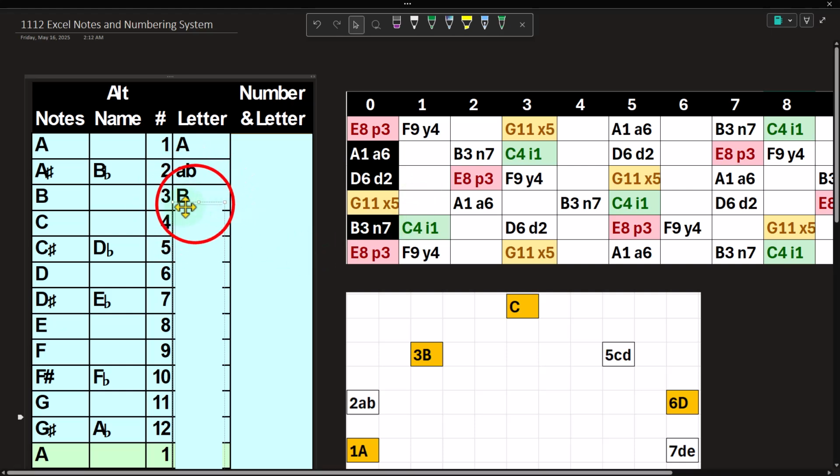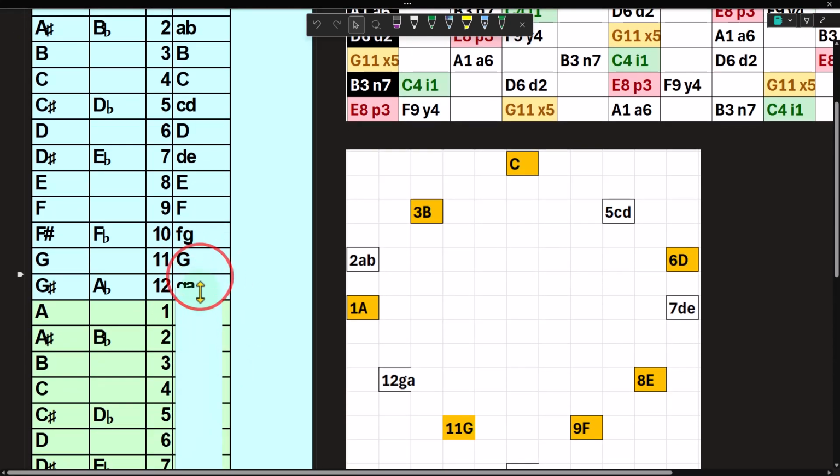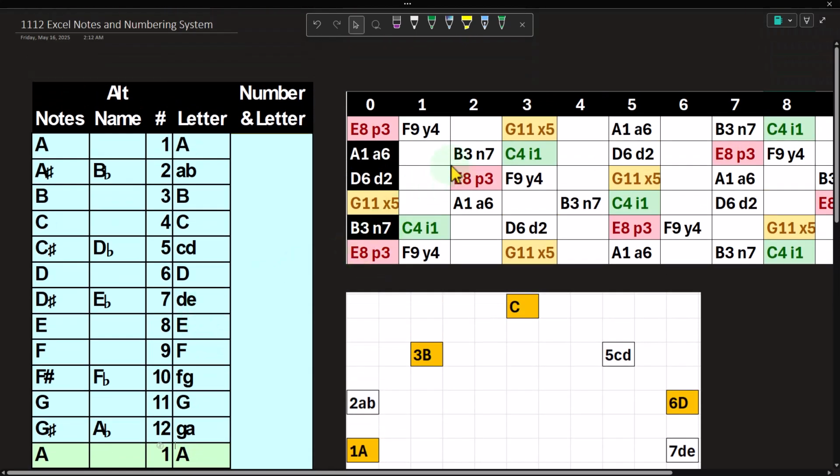So then we have a B, and then we've got the C, and then the C, D, the D, right? I'm just combining the number and the letter. So this is either a D or an E, and this is going to be an E. This is going to be an F. This is either going to be an F or a G, an F sharp or a G flat, and then a G, and then either a G sharp or an A flat. So that's going to be the system that I think is easiest just from a typing standpoint.